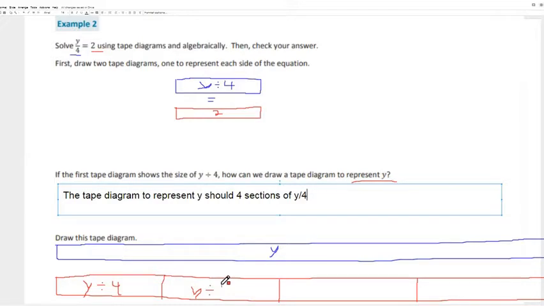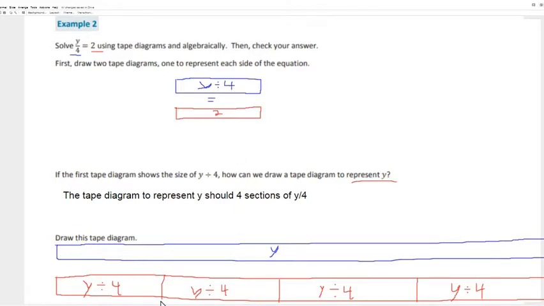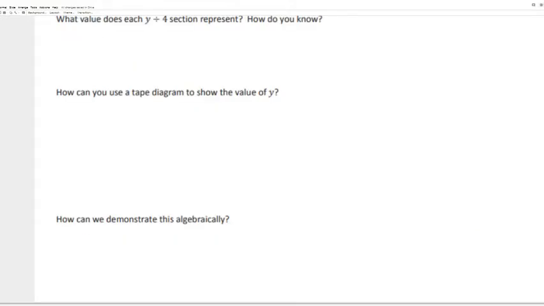Because y is being divided by 4, I need 4 of these boxes to actually equal the y. So there we go. 4 of these y divided by 4 actually equals y itself, because y is being divided by 4. Sorry, going back to this. If this was y divided by 5, then there would be 5 boxes down here. If it was 6, there'd be 6 boxes. And of course, as the division number changes, the number of boxes would change. All right, so let's continue on.